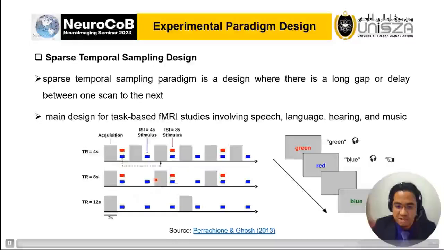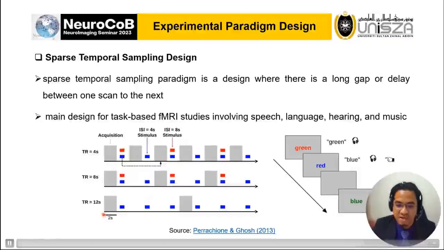Here the image is showing that there is a gap. This one, the gap is 4 seconds. Here you can see the column represents the MRI scanning, and usually there will be a loud noise. The shorter the gap, the more rapidly the scannings will be. This one, the gap is 8 seconds, meaning the first scan will be performed, and then after another 8 seconds, the second scan will be performed.